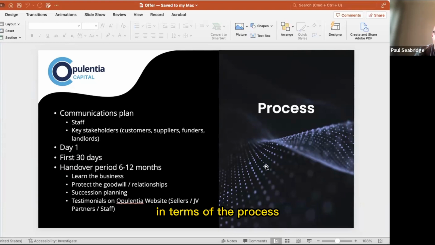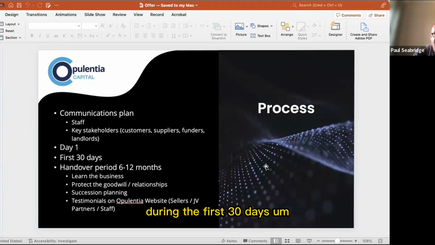In terms of the process, obviously, once we've done the deal, there'll be a communications plan with staff, key stakeholders, so customers, suppliers, funders, landlords. Day one is really about that communication, and it's really a message of reassurance. Just because there's been a change of ownership, it's still business as usual. The business owner is still involved in the day-to-day running of the company, and it's really then about getting into those relationships with customers, suppliers and other key stakeholders.